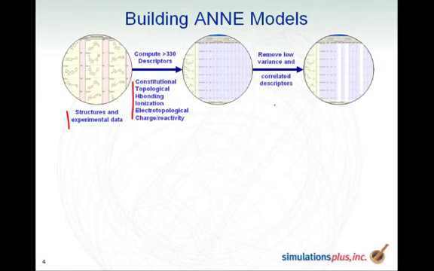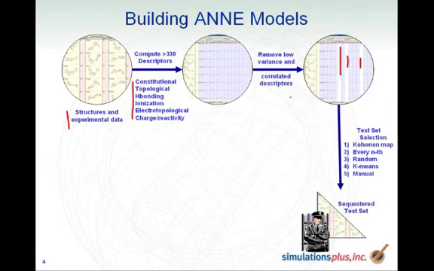The next step is to remove low variance and correlated descriptors. So if we have a particular descriptor that's not varying from row to row, it's not going to be helpful in differentiating the biological activities of the compounds. Similarly, if we have 2 columns that are highly correlated with each other, we'll drop one of the columns so that we don't introduce redundancy into the descriptor set.